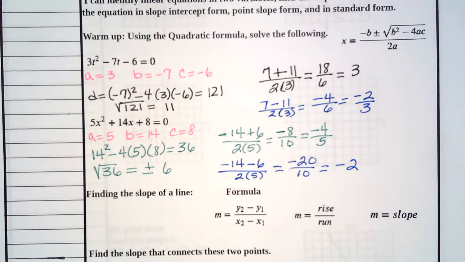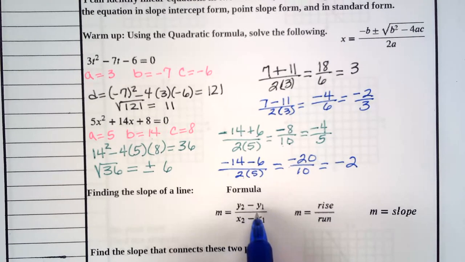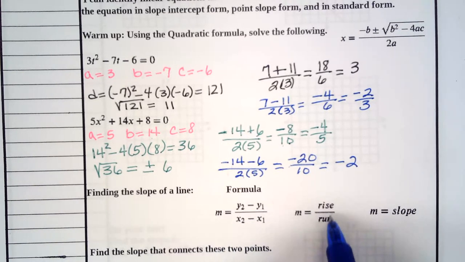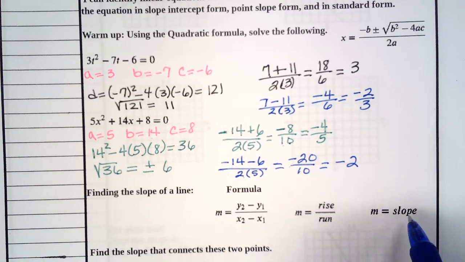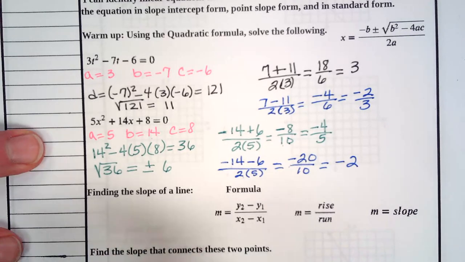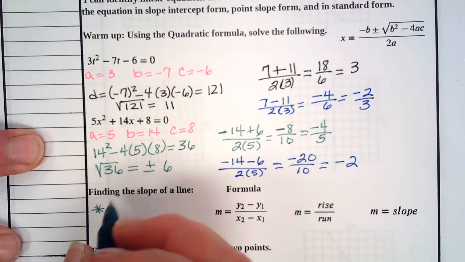Okay, hopefully finding the slope will be something you've seen before and done before and feel quite comfortable with. So your formula is the change in y over the change in x. Y sub 2 minus y sub 1 over x sub 2 minus x sub 1. It's also called rise over run. It could be called slope. You will also see it called rate of change.